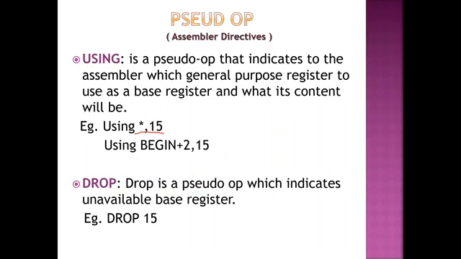So just remember, you can always use a simpler example. USING *,15 is one example which you can write. Next one is DROP. Since I have already used register 15 as a base register, I cannot use register 15 for any other purpose. So I should say that the register is unavailable. I have to use the DROP pseudo-op to say that. DROP 15 here means register 15 is unavailable for use. So that is your DROP pseudo-op.